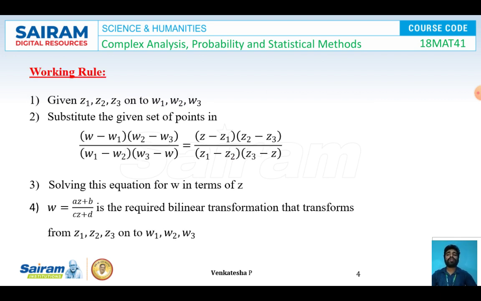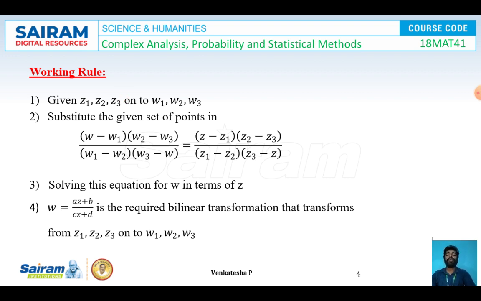How to solve the problems in bilinear transformation? The first thing is we have to note that the mapping always happens between the points of the Z plane into the points of the W plane. So take the given points in the form of Z1, Z2, Z3 mapping onto the points W1, W2, W3. This is the first step in bilinear transformation.